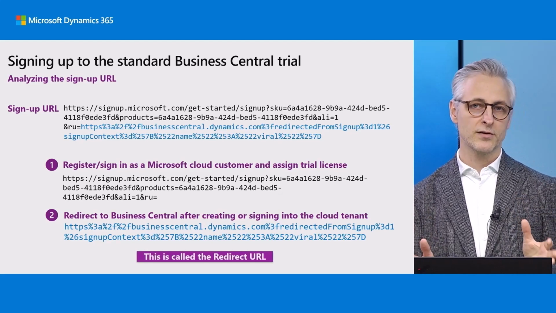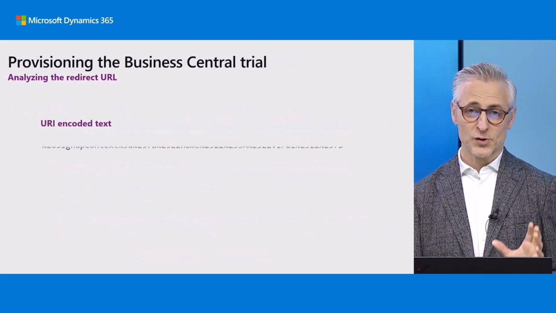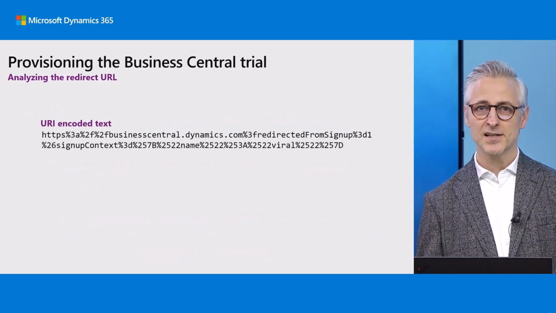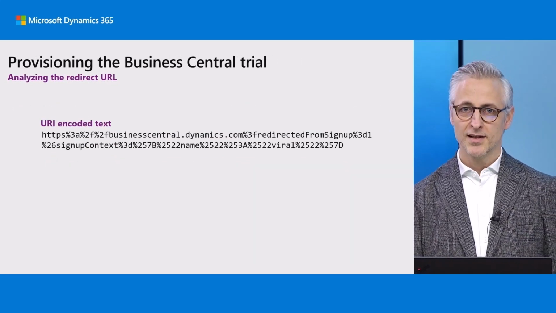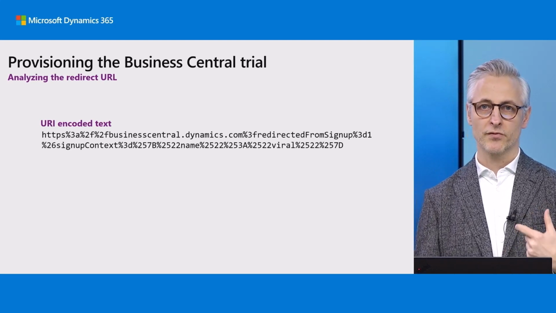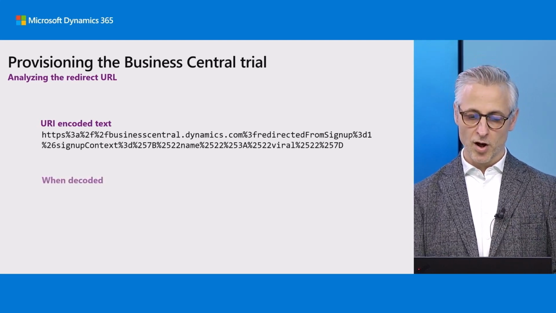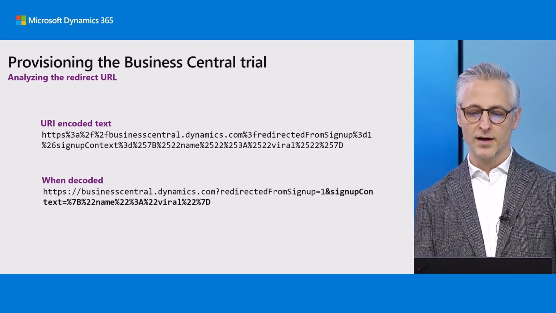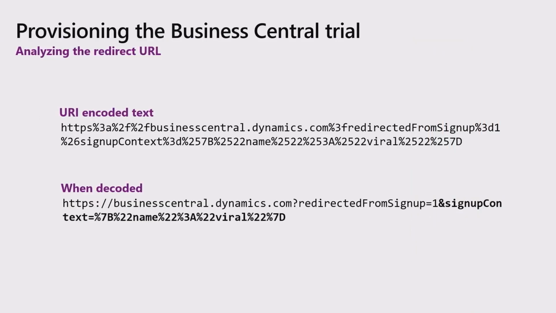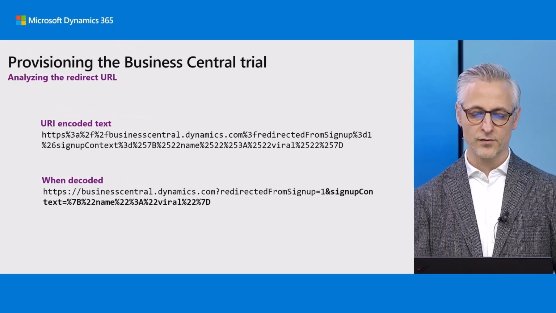This is what we call the redirect URL. If we zoom into the redirect URL, we can see that it's what's called a URI encoded text. It's not very readable, but that's because it has to survive the journey through the redirects in the browser. If we decode it, we can see that it's a much more readable, friendly text string that makes more sense. It redirects us to businesscentral.dynamics.com. It has a parameter, redirected from signup, that signifies to our platform that here was a redirect from the signup experience, so we can perform certain actions in our platform.